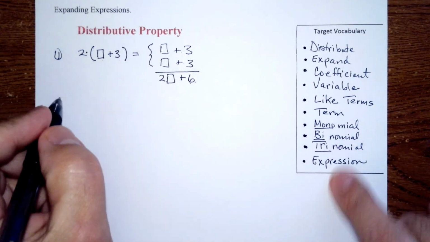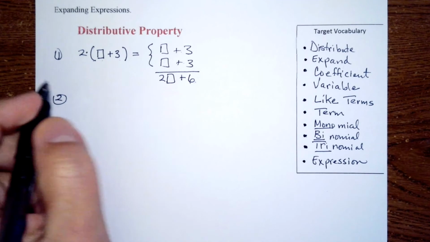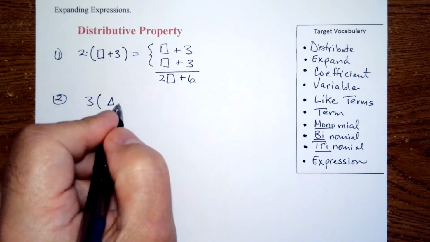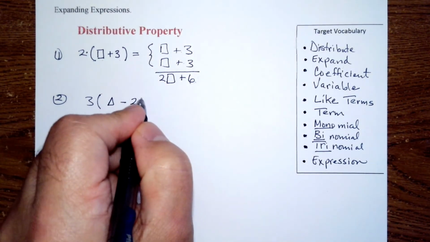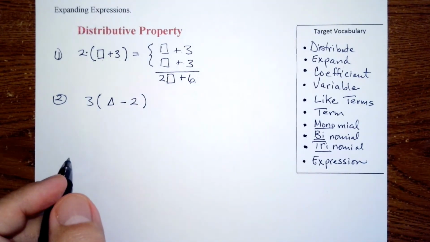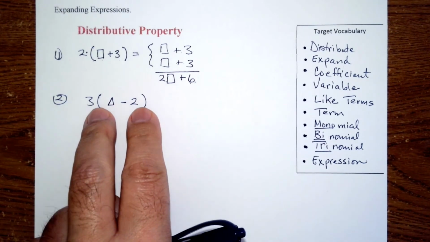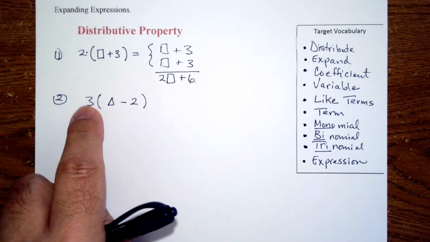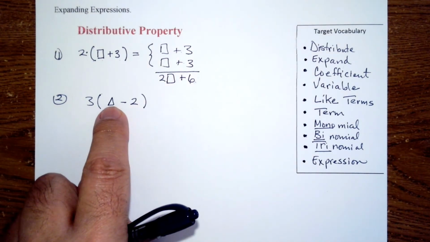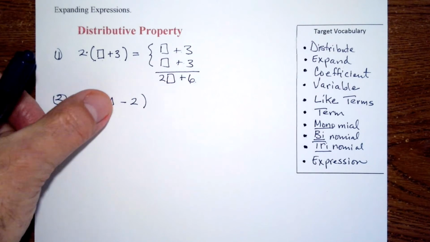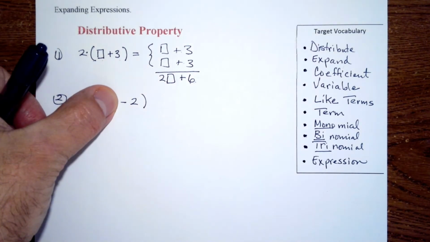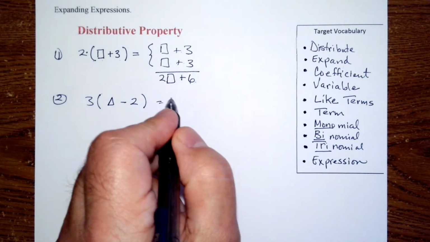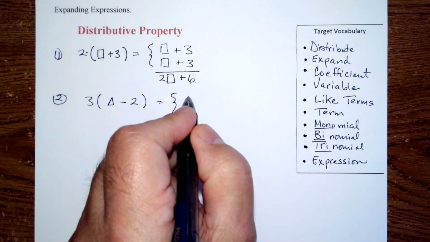Let's try another one. 3 times the quantity triangle minus 2. So what does that say? Everything that's inside is going to be affected, or multiplied, 3 times. How many triangles? 3 times. How many negative 2's? 3 times. So what does that look like?